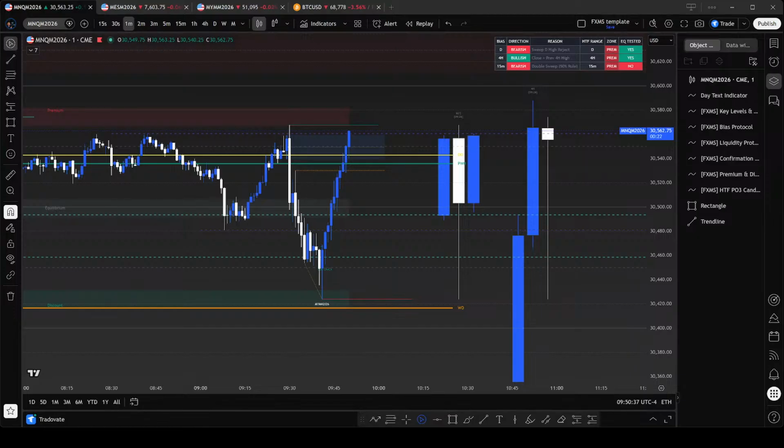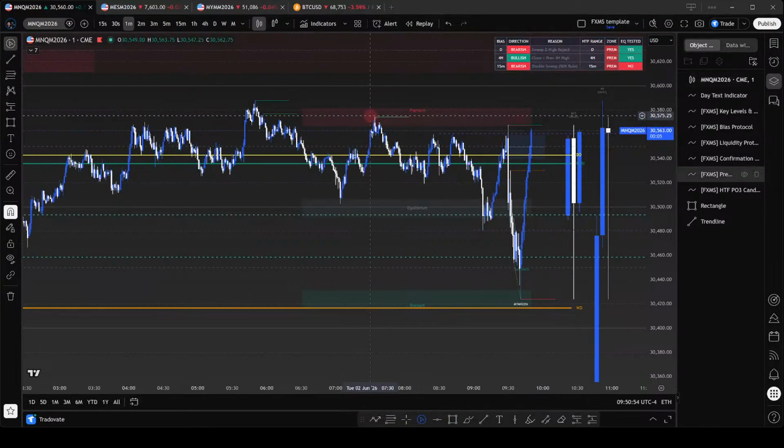There it goes. Let's take that high. 567, so 580. Next point up. We got all these highs right here. Might as well just take them.